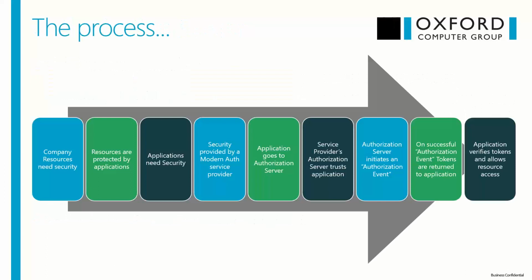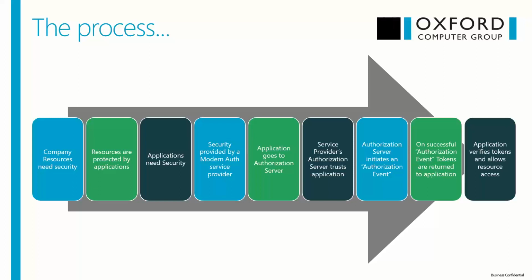And the process of understanding how all this works together is that the company resources, your data, needs security. The resources are protected by applications. The applications need security. And the security is provided by a modern authentication service provider, which gives you your OAuth 2 and OpenID Connect interface.